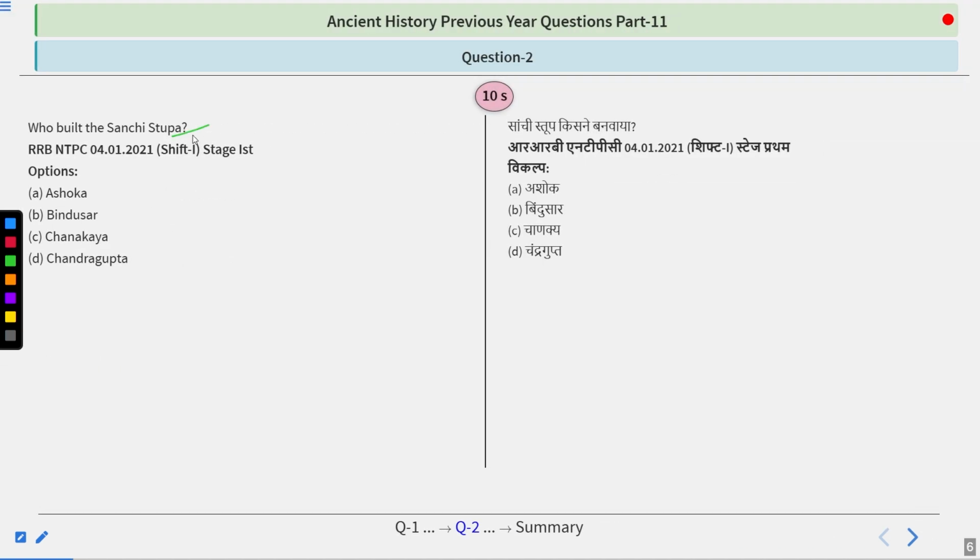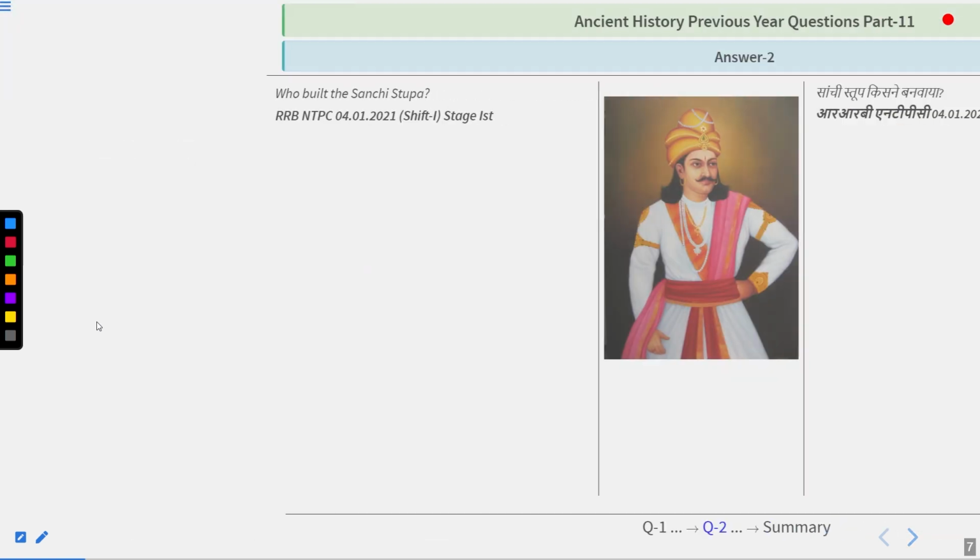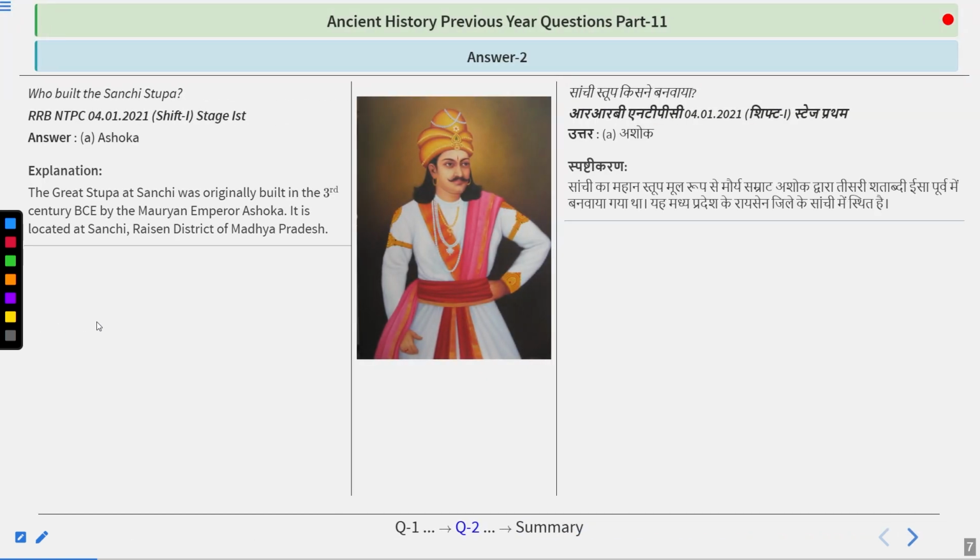Who built Sanchi Stupa? Very simple question. I hope you don't need any time, but take your time and answer this question. I hope the answer you are giving is right. The answer is very simple: Ashoka.